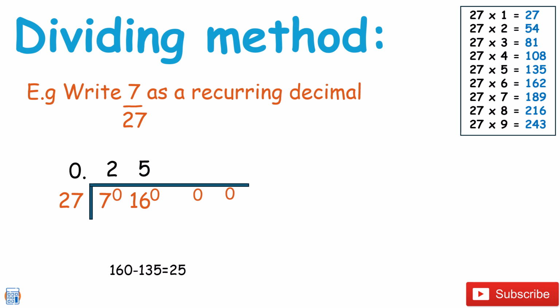What do we have left over? 160, take away the 135. We have 25 left over. Let's bring that up again. How many times does 27 go into 250? Let's look at this chart. It's 9. What do we have left over?